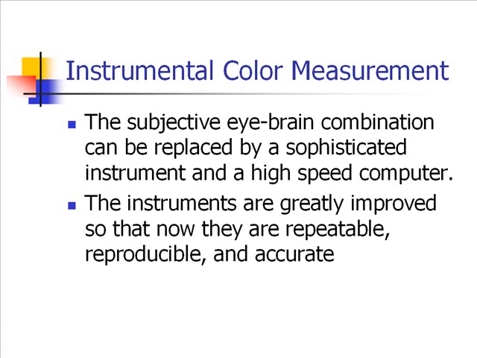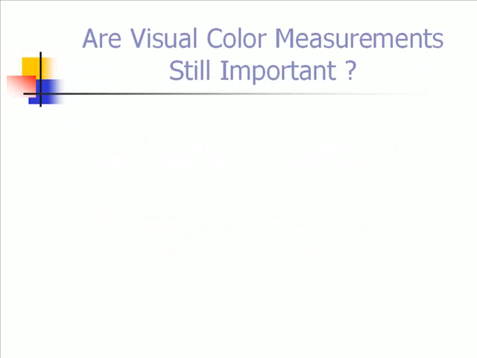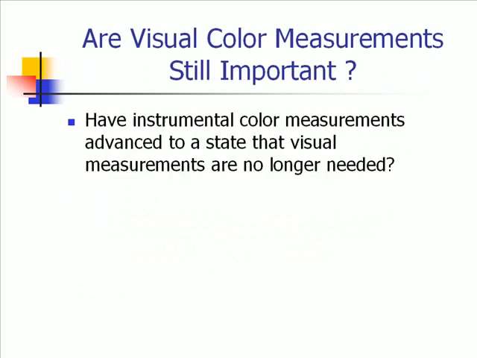The question is, are visual color measurements still important? Have instrument color measurements advanced to a state that visual measurements are no longer needed? Are visual measurements subordinate to instrumental ones? And is the uncertainty of visual measurements so large that for practical color technology, only instrument measurements should be used?